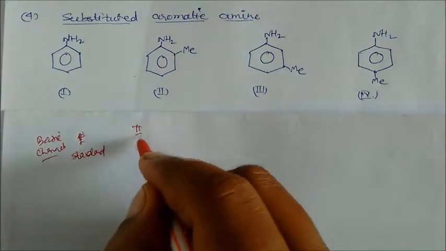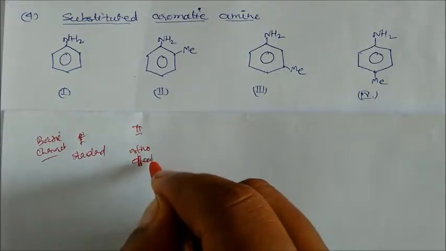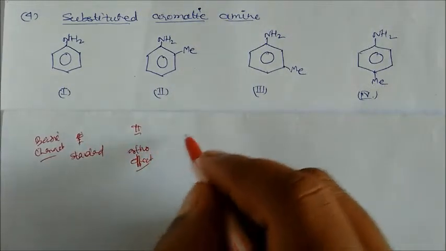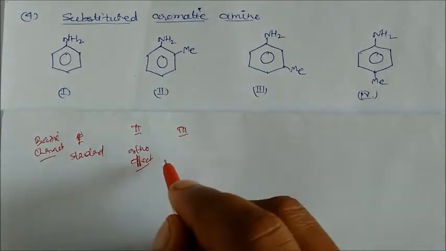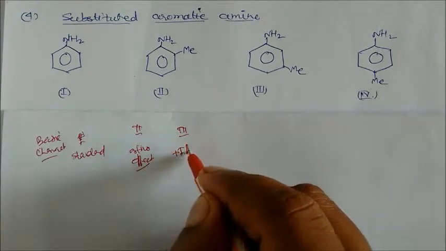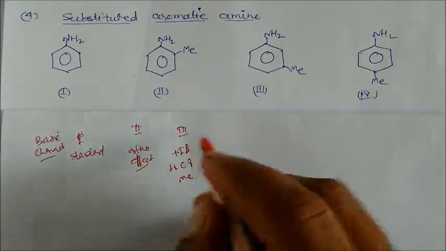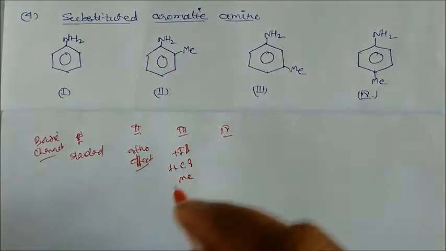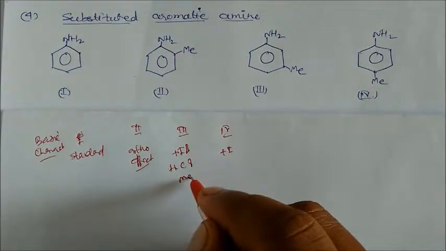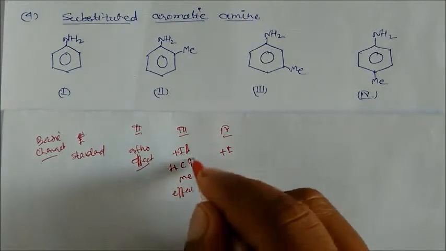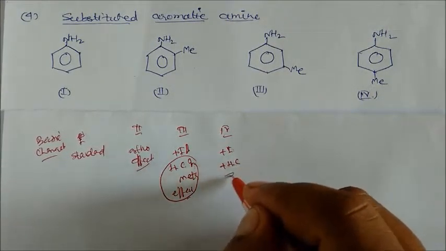If you take the second, the second is the ortho effect, so the ortho effect in amines. Third will be your plus I effect, and we can see the hyperconjugation of methyl here. And fourth, we can see the plus I effect. Methyl at meta is ineffective, because hyperconjugation at meta is ineffective, and here is plus I plus hyperconjugation effect.